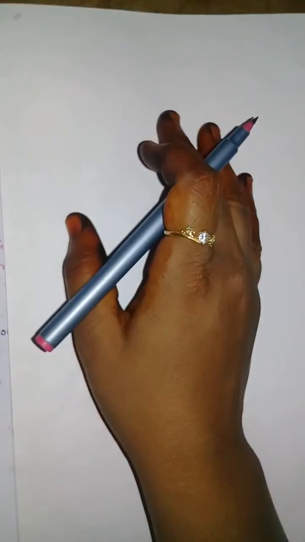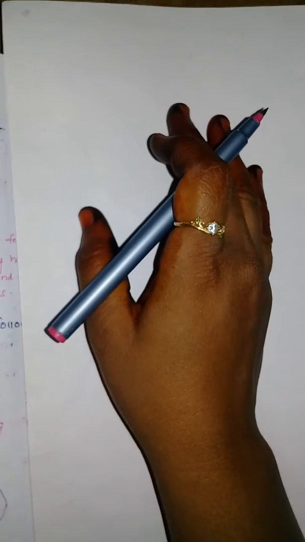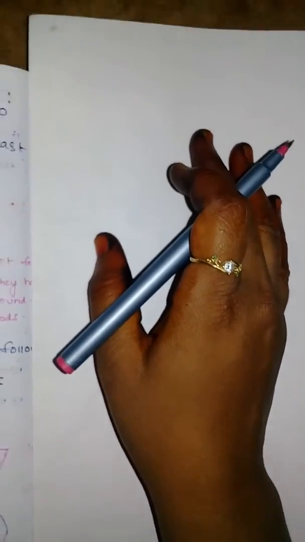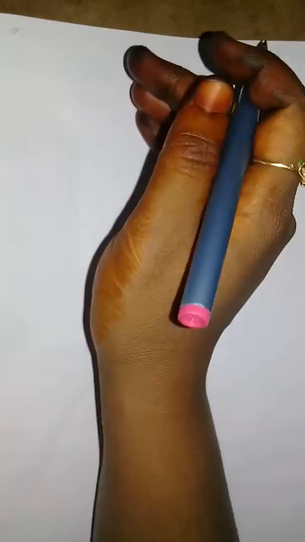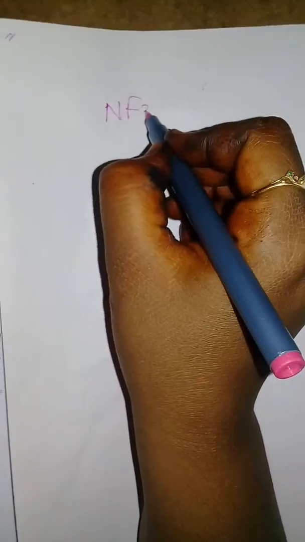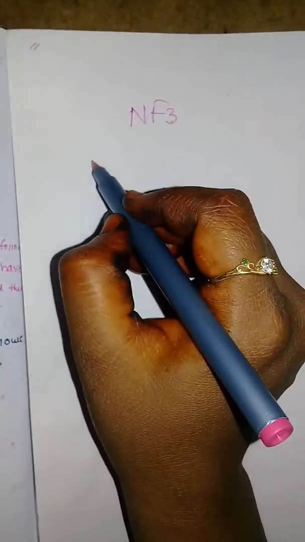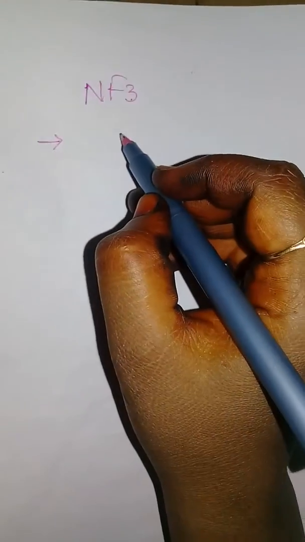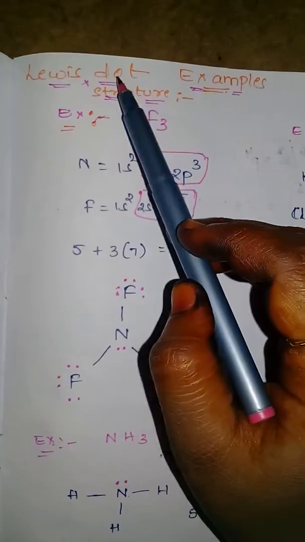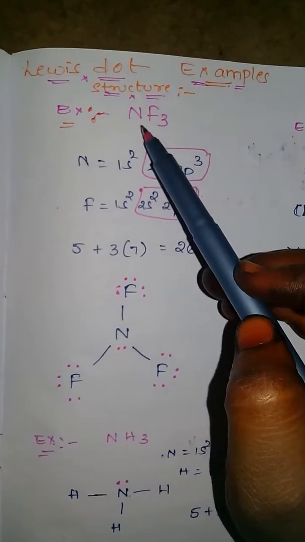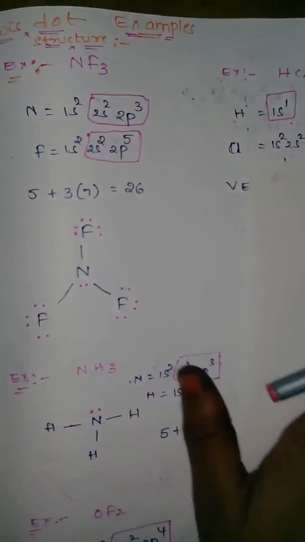Hi friends, in the previous video we already discussed the Lewis dot rules. In this video we are going to write some examples of Lewis dot structures. For example, NF3. What is the first rule? Count the number of valence electrons. We are going to write the Lewis dot structure for the NF3 molecule.